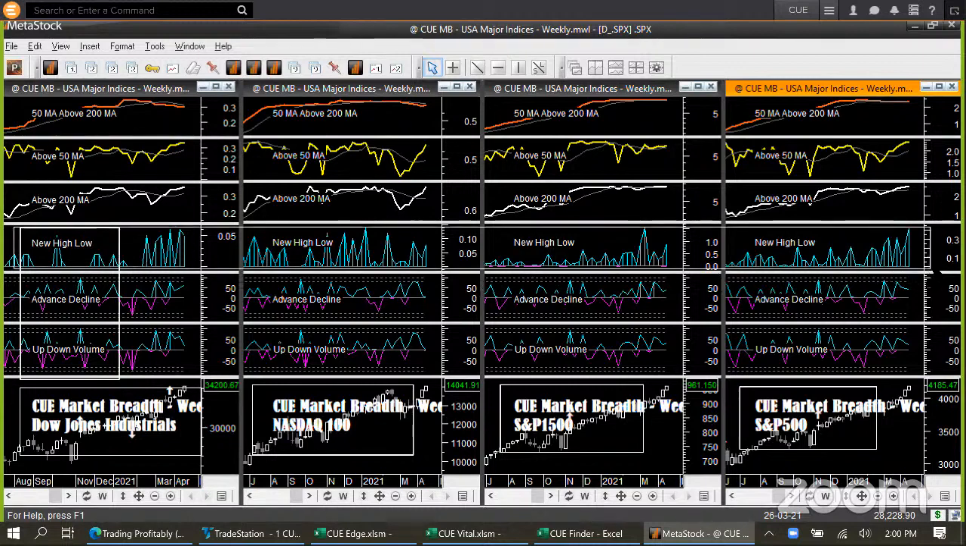New high low for the four major indices, they had been bullish forever. They have never turned bearish. Earlier, there were bearish divergences in advanced decline and up down volume in all the major indices. However, now they are all bullish. That bearish divergence had already played out, as I mentioned in previous webinars. Currently, the advanced decline and up down volume for all the four major indices are bullish. There is no sign of imminent reversal even from that point of view.